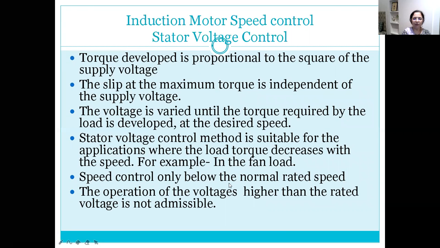Speed control only below the normal rated speed is available from stator voltage control, because operation at voltages higher than the rated voltage is not permissible. We are aware that if we increase the voltage more than the rated value, it will put stress on the insulation, and so at any operating condition we cannot operate at a voltage more than the rated voltage. So the only range available for controlling the stator voltage is below the rated voltage.